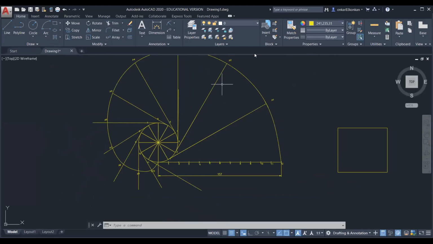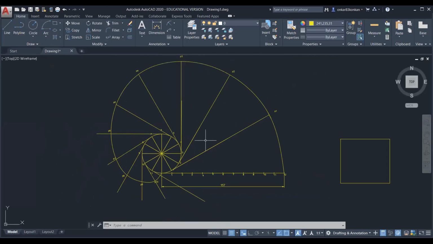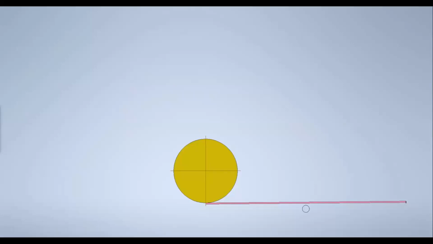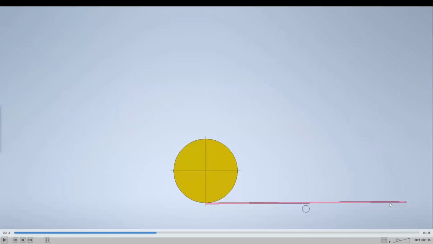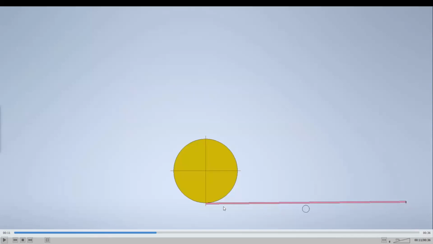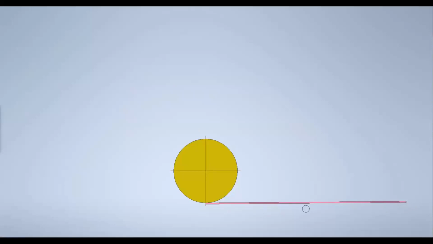I will show the animation so you can understand how this path is traced by the end point of that line. Here you can observe, instead of a string, I have taken a straight line. You can consider this as a rod. If this rod is moving on this circle, its end point will trace the same curve, that is the involute.